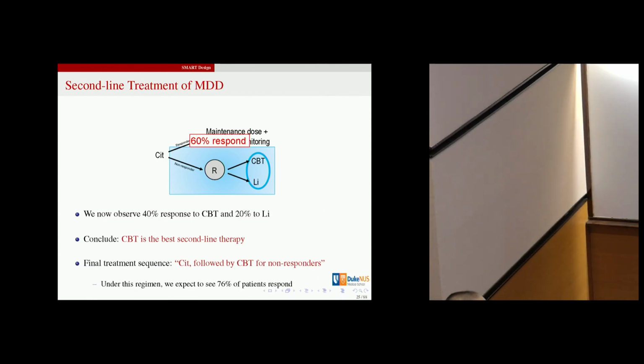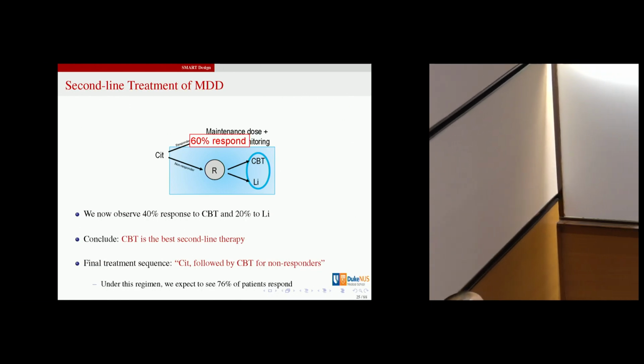And under this regimen, this becomes a rule, right? Becomes a regimen. And we expect to see an overall 76% of patients respond because first stage we know 60% response, and then there is remaining 40% here, and out of that 40% respond to CBT. So 40% of 40%, that is 16%. So together it's 76% patients respond overall in this regime, right?